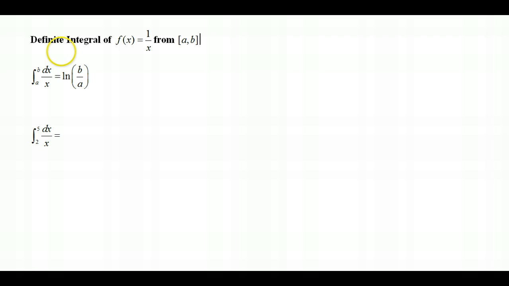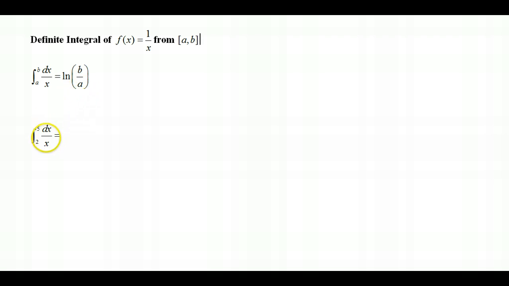Alright, let's take a look at the formula for the definite integral of f of x equals 1 over x from a to b. So if I have the integral from a to b of dx over x, I get out the natural log of b divided by a. So I just take the upper limit of integration, divide by the lower limit of integration, and that goes into the natural log function. Now, this is a formula that you can memorize, but I'm going to go through the next example showing where this formula comes from.